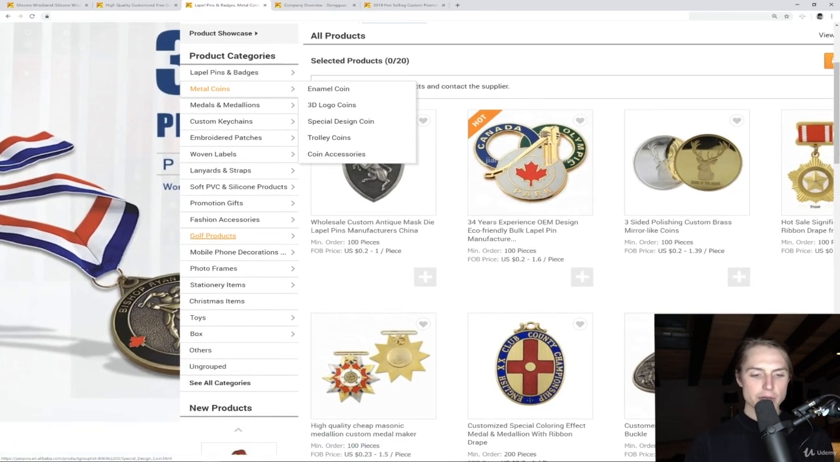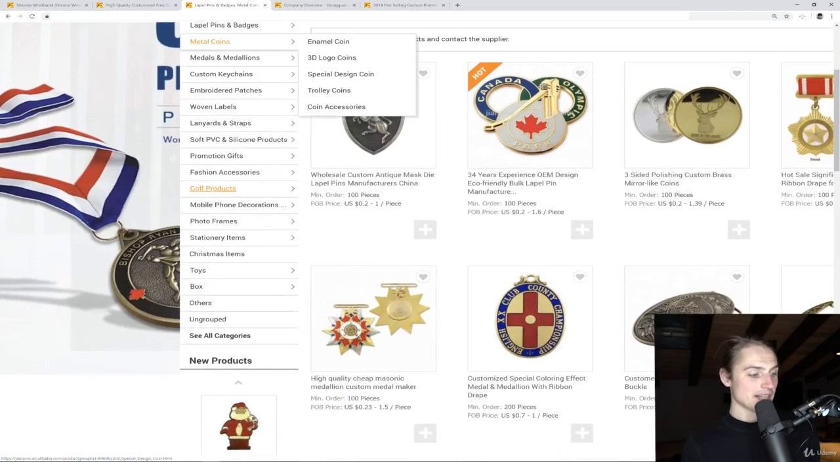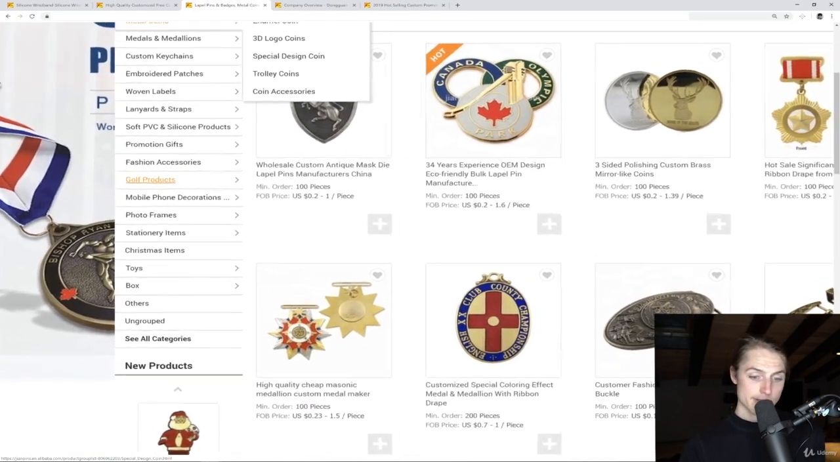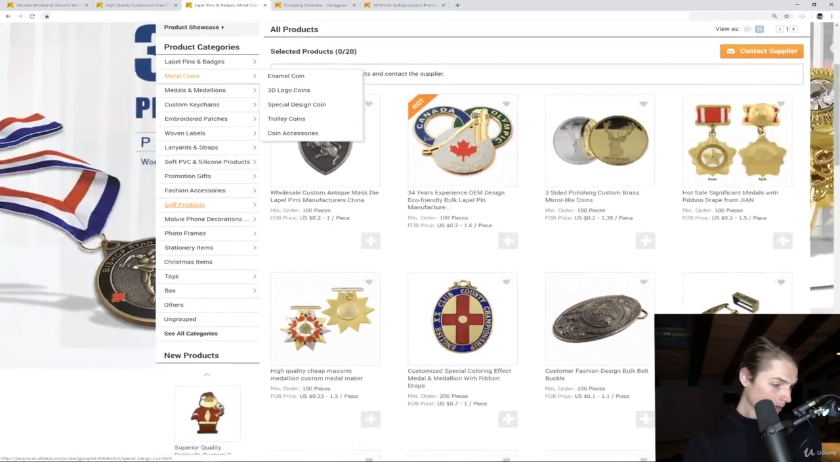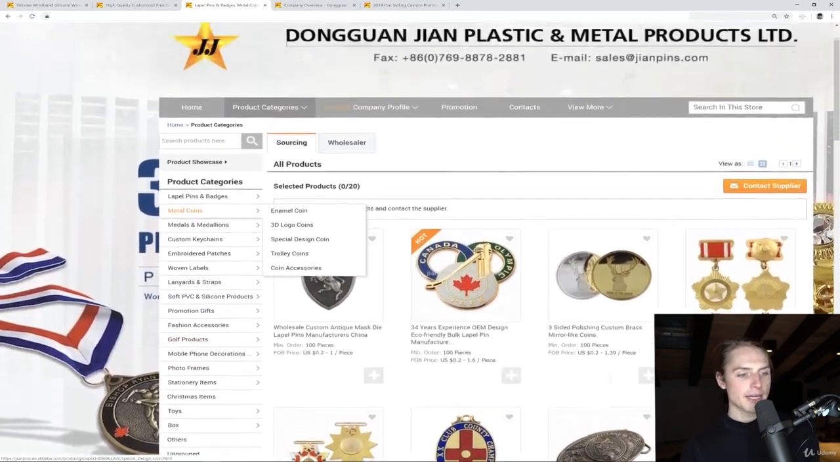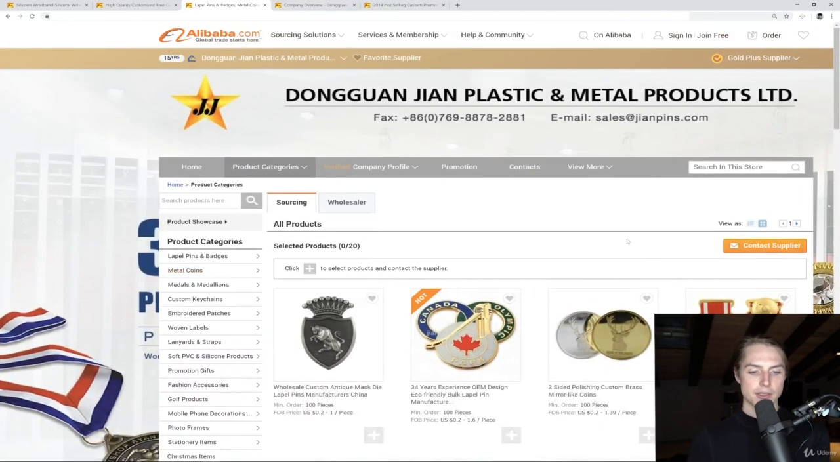Try to envision a factory in your head. Would it make sense for them to be making this? Yes. Did I say it a lot? Yes, because that's just how I vet people. So this would be a factory that I would spend some time to talk to.